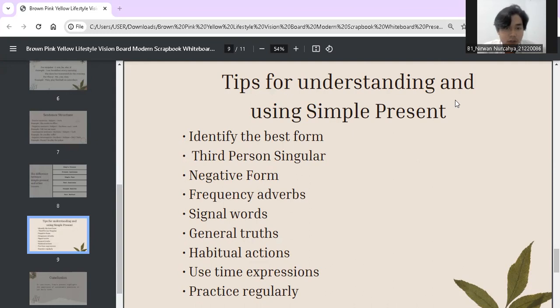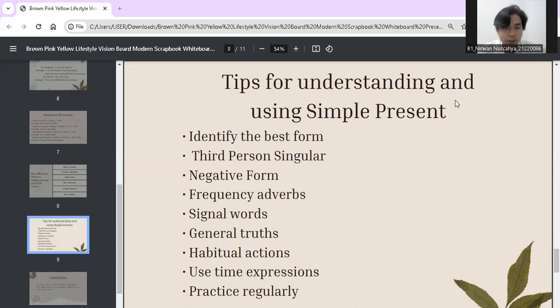For the signal words, recognize signal words like always, usually, often, sometimes, rarely, and never. These words help indicate the frequency of an action. For general truths, the simple present is also used to express general truths or facts. For instance, the earth revolves around the sun. For habitual action, use the simple present to describe routine or habitual actions. For example, she reads a book every night before bed.